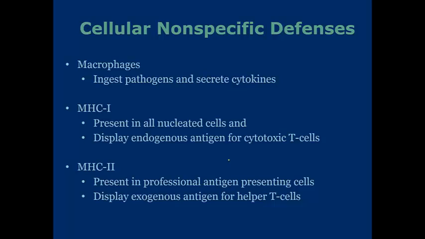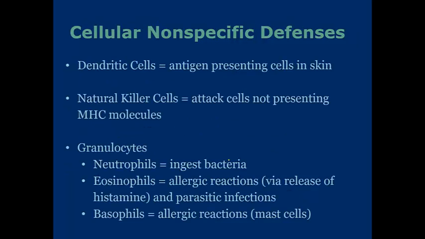MHC2 cells, on the other hand, are present in only professional antigen-presenting cells. They also display exogenous antigens for helper T cells to utilize. Because it starts from the outside, this is often called the exogenous pathway. Other non-specific cell mechanisms include the dendritic cells, which are antigen-presenting cells in the skin, natural killer cells, which present and kill any cell that is not presenting the proper MHC molecules, and granulocytes.